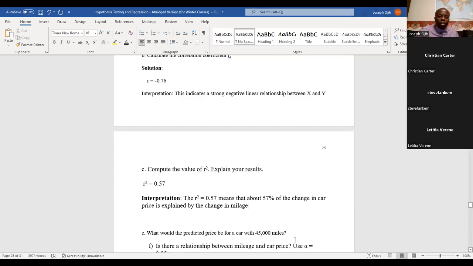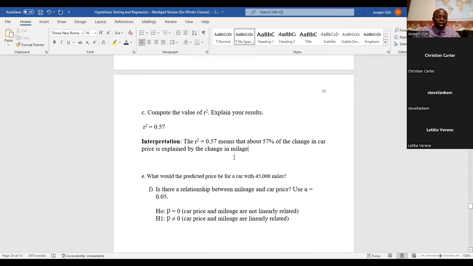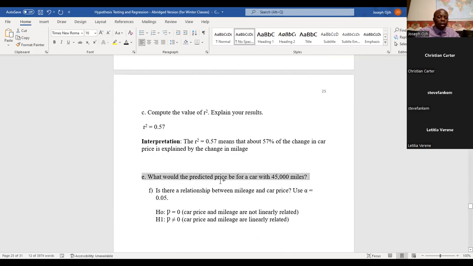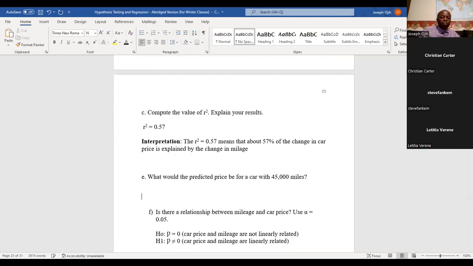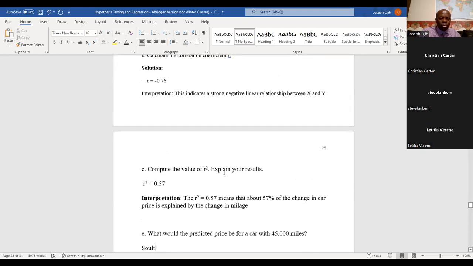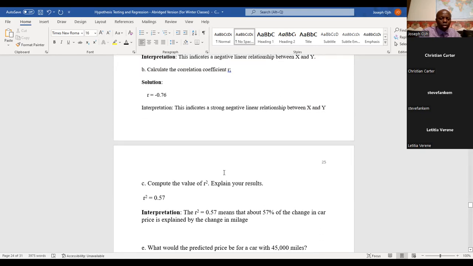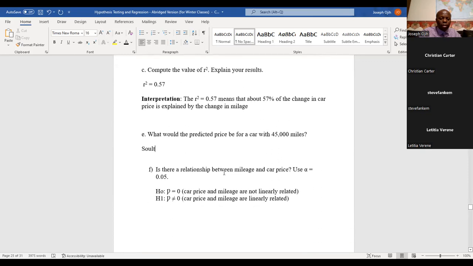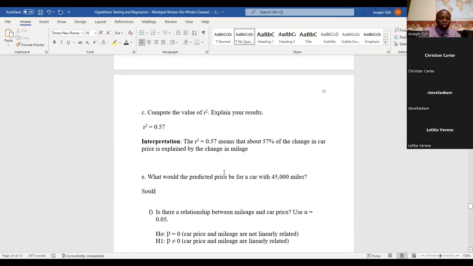Now, the next question they ask is, what will be the predicted price for a car with a mileage of 45,000 miles? Solution. So to do that, we need the regression equation. It didn't ask us to compute the regression equation here. So we need the regression equation.